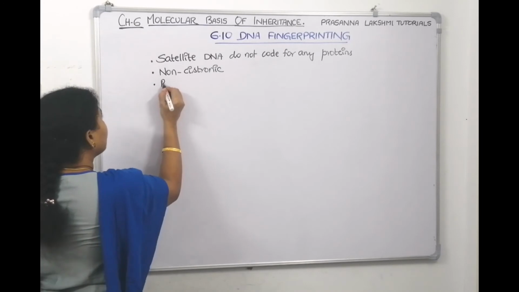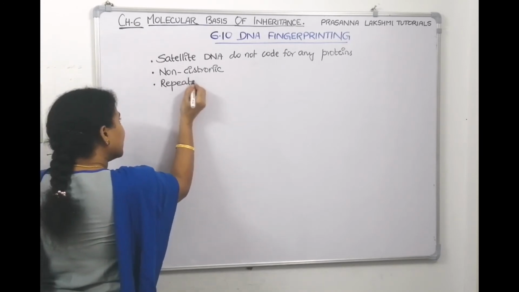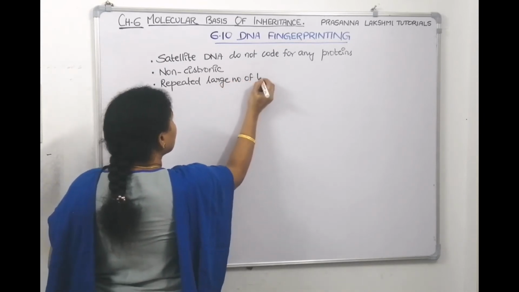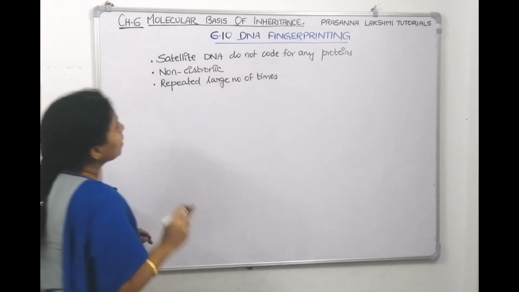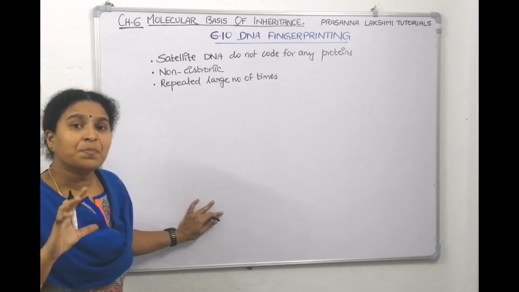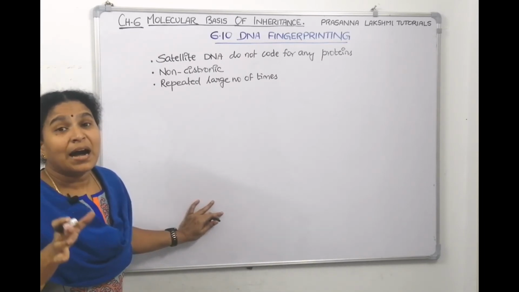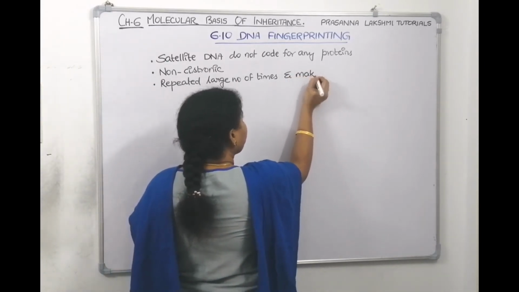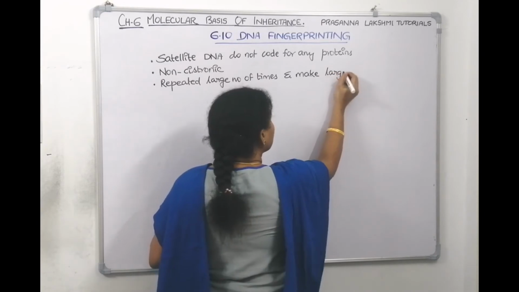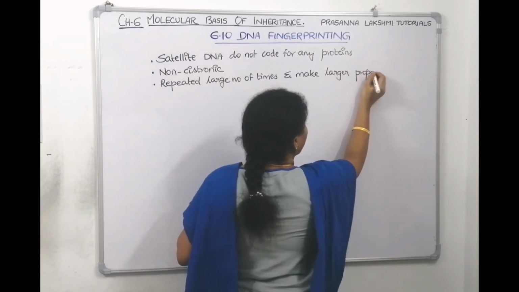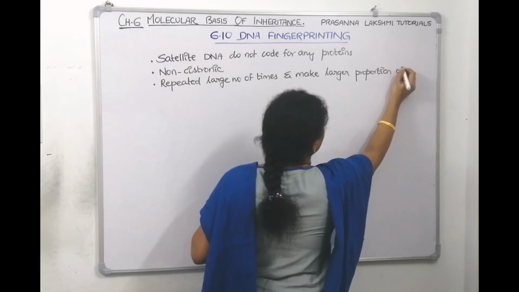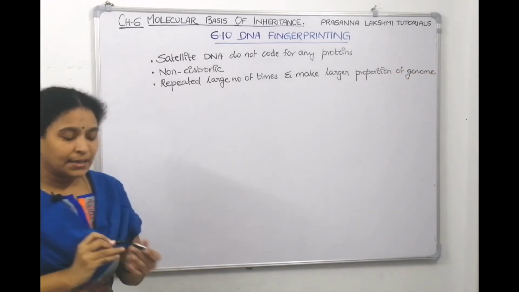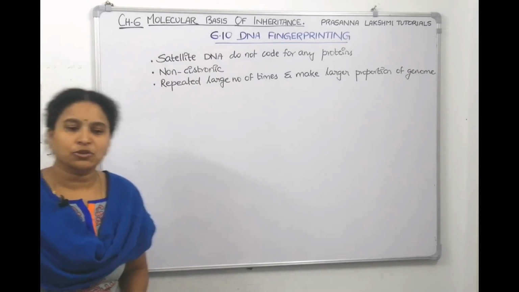So they are repeated a large number of times. We have seen that it gets repeated 1000 times. Since they are repeated a large number of times, they make a larger proportion of the genome. The satellite DNAs will form the larger proportion of the genome.